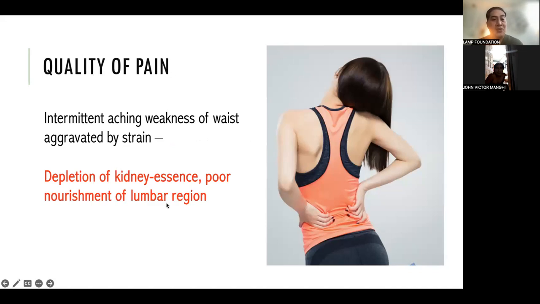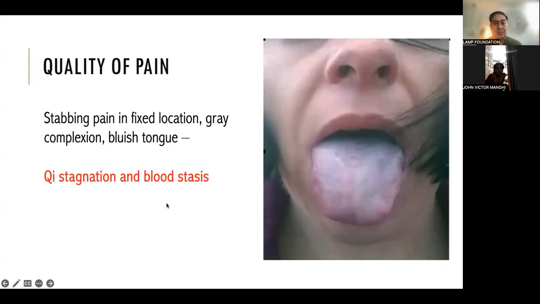Next, we have to take note of the quality of the pain. If there is intermittent aching weakness of the waist, aggravated by strain, so when you do something really forceful that takes a lot of your energy, this is depletion of kidney essence, poor nourishment of the lumbar region. Stabbing pain in a fixed location, accompanied by a gray complexion and a bluish tongue, is mostly due to chi stagnation and blood stasis.